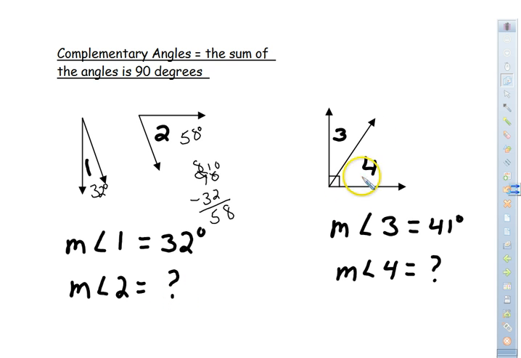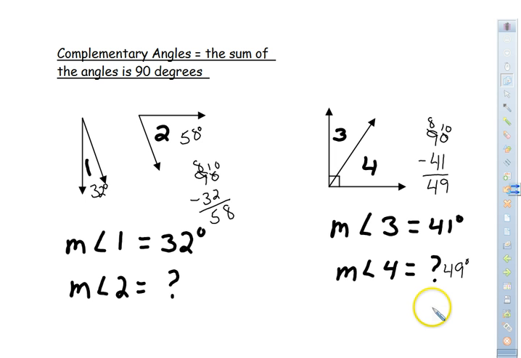Go ahead and hit pause and find the measurement of angle 4. So again, we're going to take 90 degrees, subtract 41, and we get 10. This is 8. We subtract and get 9. So 49 degrees is my answer to that complementary angle.